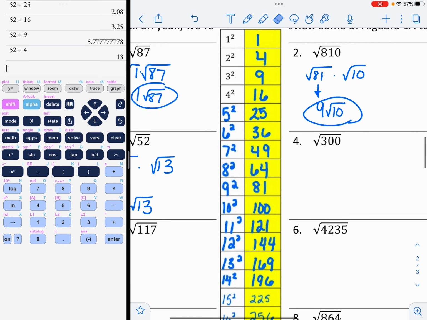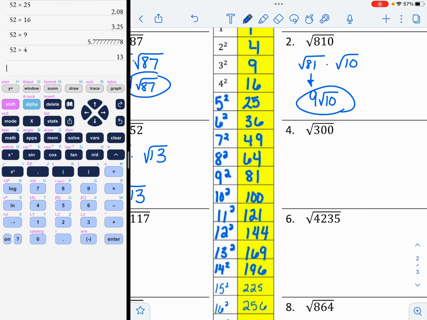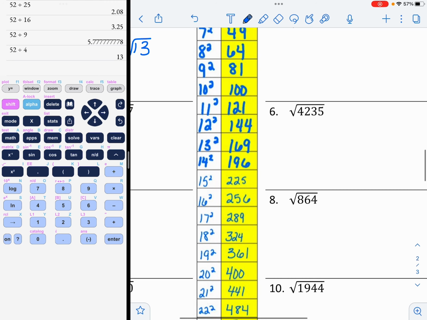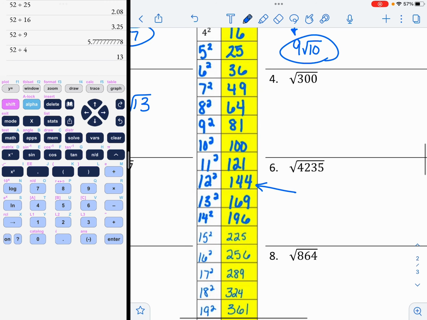Now we're going to do 300. So half of 300 is like 150-ish. So I'm going to start here at 140, okay? So I'm going to do 300 divided by 144. 300 divided by 121. 300 divided by 100. And I get, there's my answer.